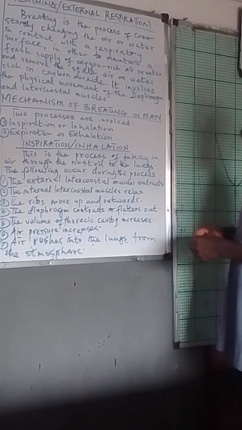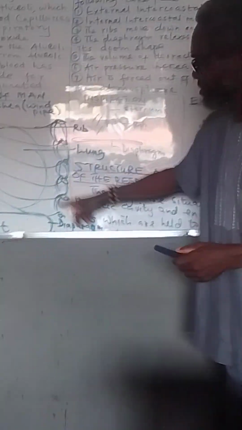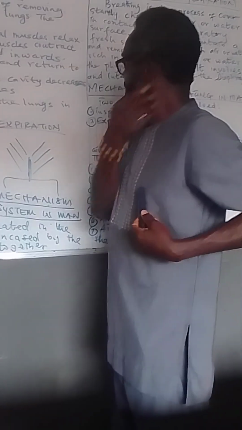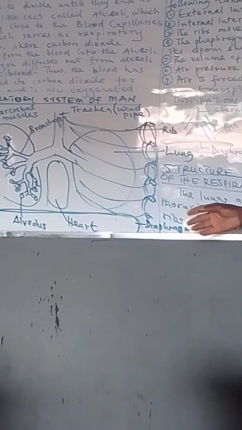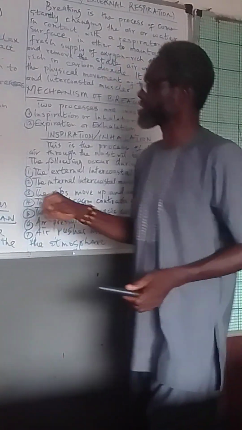The external intercostal muscles contract. These are the intercostal muscles. So the external, the one outside, they do what? Contract. While the internal intercostal muscles what? Relax. What happens when they contract and relax? The ribs move upwards and forward.